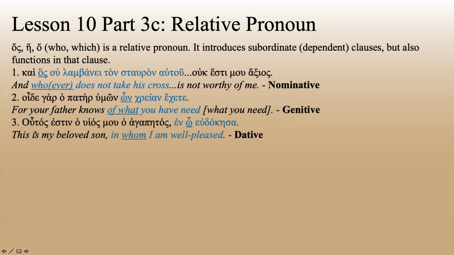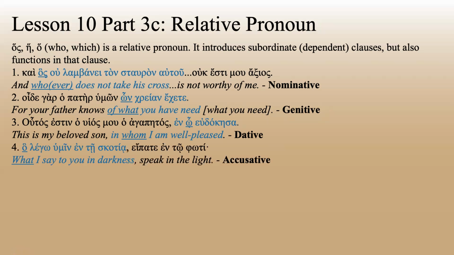Number 3, houtos estin ho huios mou ho agapētos en hō eudokēsa. This is my beloved son, in whom I am well pleased. Within this dependent clause, hō is functioning datively. It's the object of the preposition en.